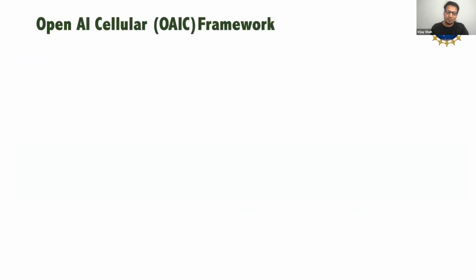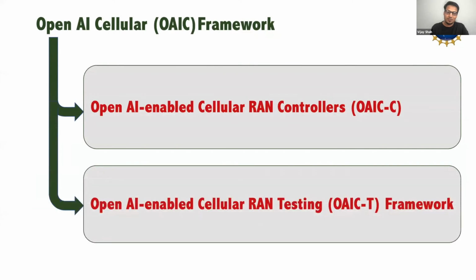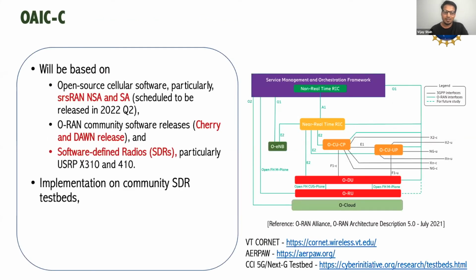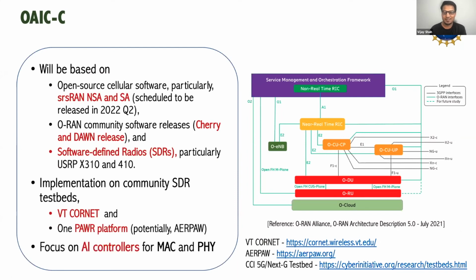So what is OAIC? It consists of two major things. The first one is the AI-enabled controllers, the AI RAN controllers. And the second one will be the AI-enabled RAN testing framework. The OAIC controller will leverage the existing open source cellular software, like srsRAN, which is our choice as of now. And we are going to extensively use O-RAN for this. And then it will be based on SDRs.